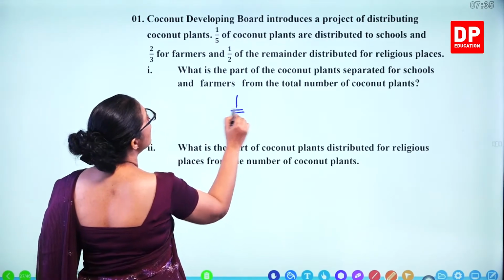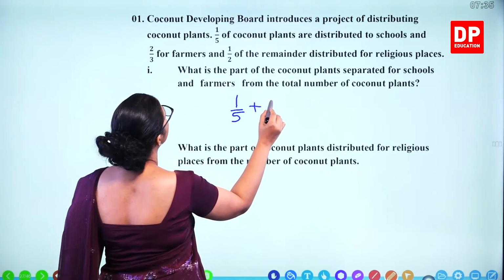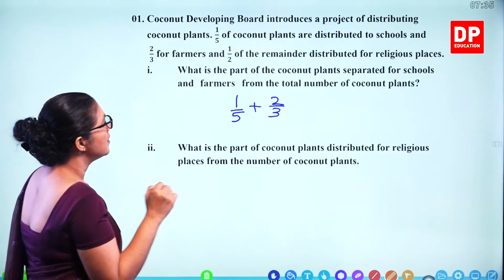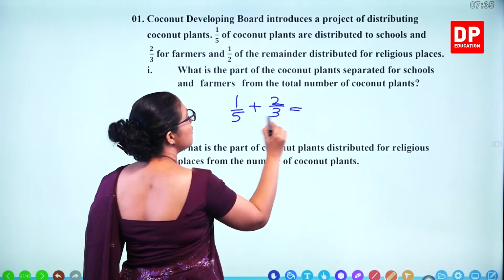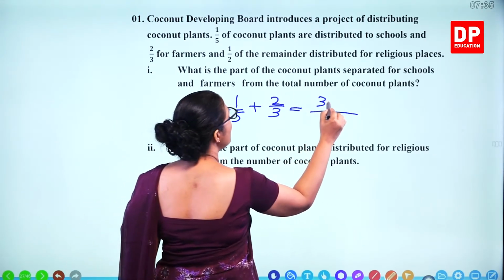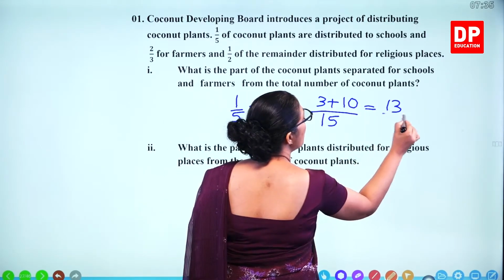So according to this, 1/5 for schools and 2/3 for farmers. So what's the total? 15 is the lowest common multiple. So 3 times 1, 3, 5 times 2, 10. You get 13 over 15.